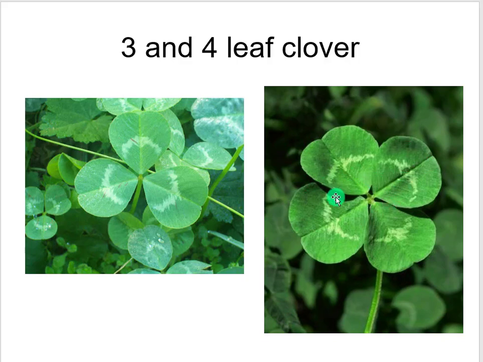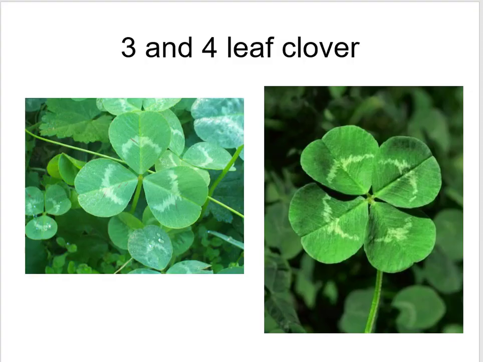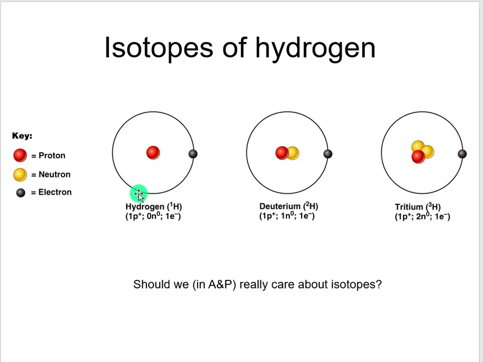This is an isotope. It's a structural variation with a different number of neutrons. One more time, it is a structural variation of an element with a different number of neutrons. So here are some isotopes of hydrogen. This is hydrogen because it has 1 proton.